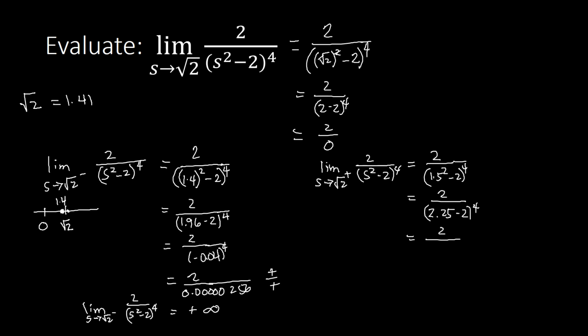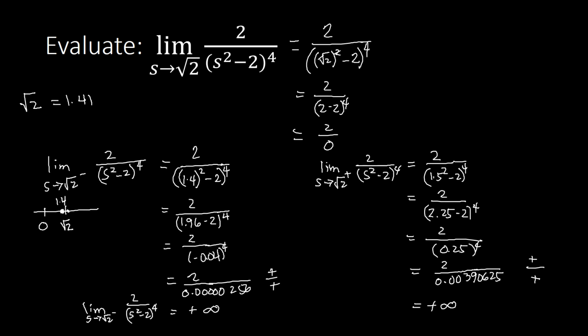This is 2 over 2.25 minus 2, that's 0.25, that's positive. And then we raise that to the power of 4. So the result there is going to be 2 over 0.00390625. So see, this is positive. This is positive. So we have here a positive infinity.